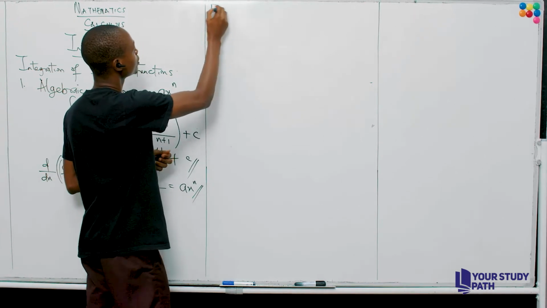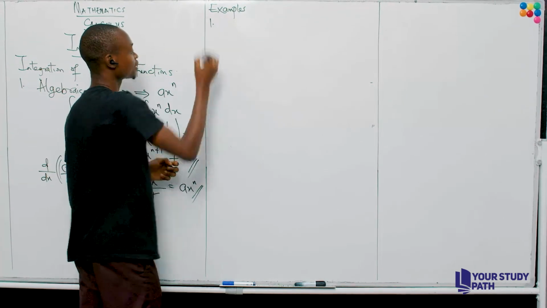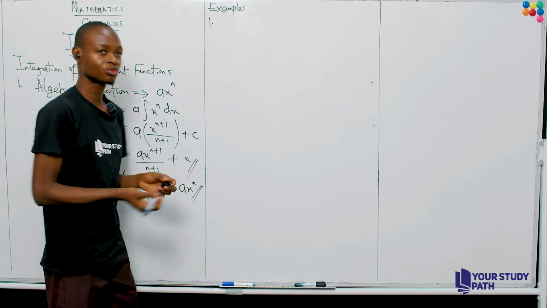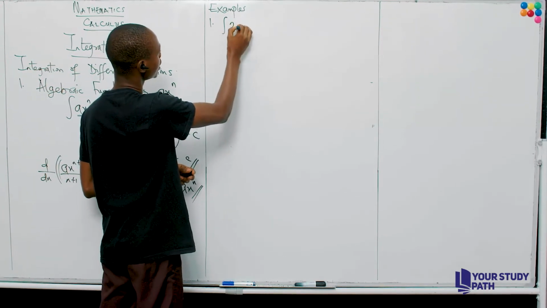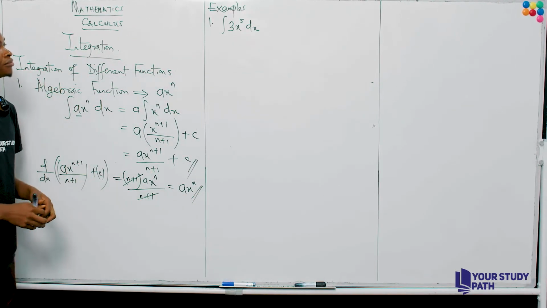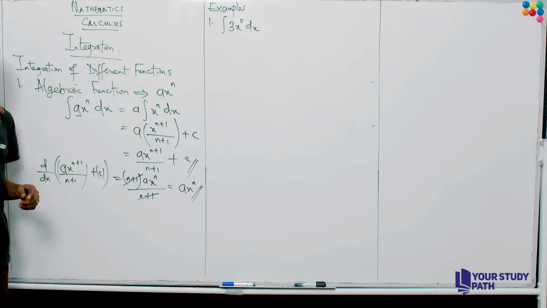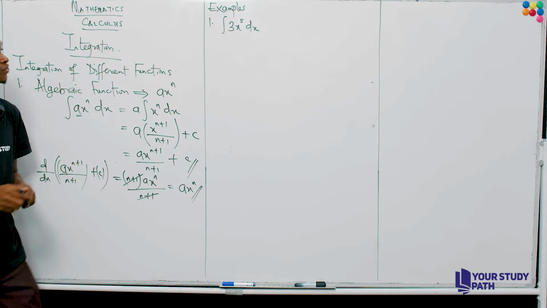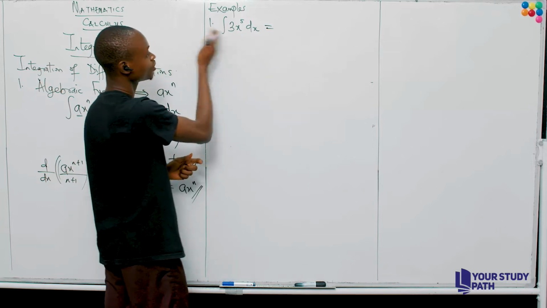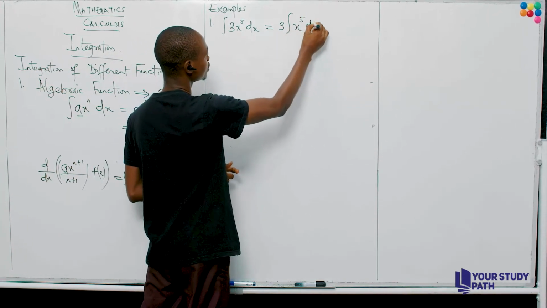Now, let's consider the first example. Let's pick something very, very simple. Let's integrate 3x raised to the power 5 dx. Now, this is our function. Remember, the integral is mostly concerned with the variable itself. So we can bring out the constant. So you have 3 integral of x raised to the power 5 dx.